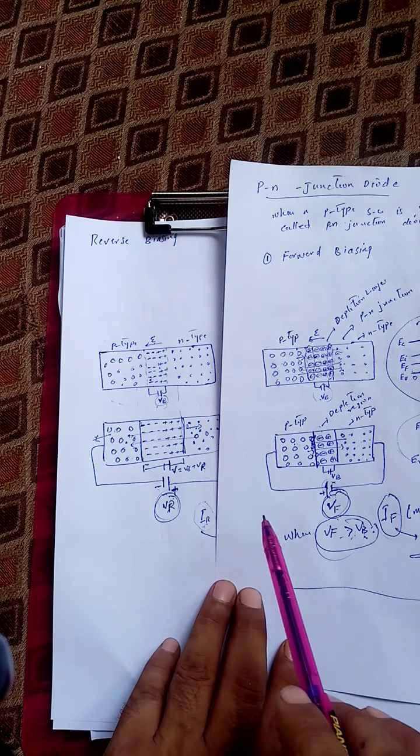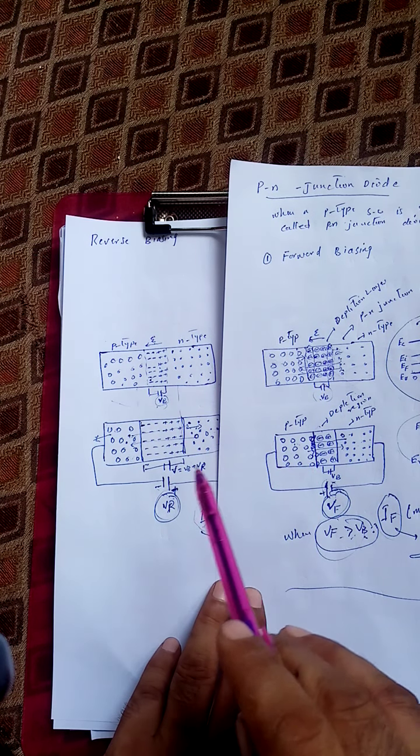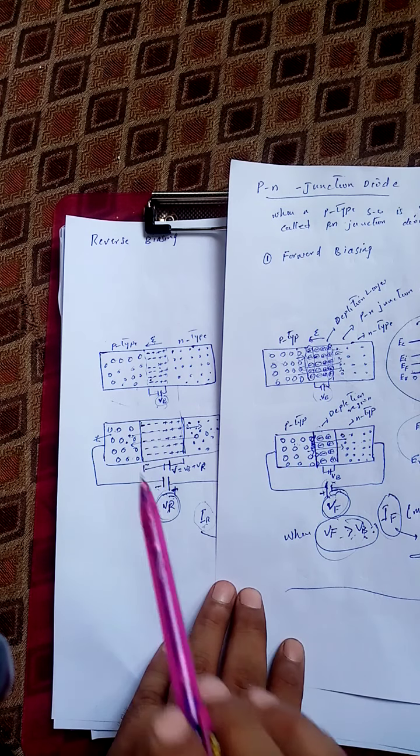And this is all about the PN junction diode and its kinds of biasing, like forward biasing and reverse biasing.